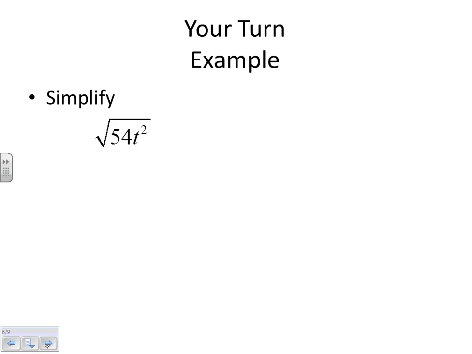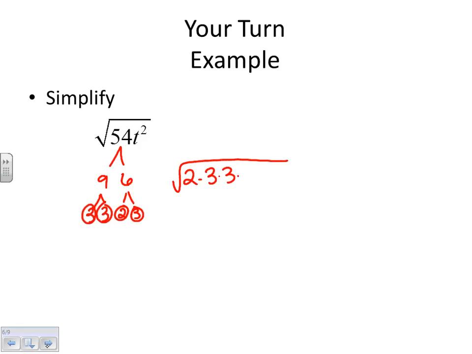Okay, so first of all, we need to factor this. 54 into 9 and 6, 2 and 3. And we make one big square root with our factors listed, 2 times 3 times 3 times 3. So there's 1, 2, 3 3's, and we want to list out all of our variables, so it's t times t. Circle your pairs. We've got one pair of 3's and one pair of t's.